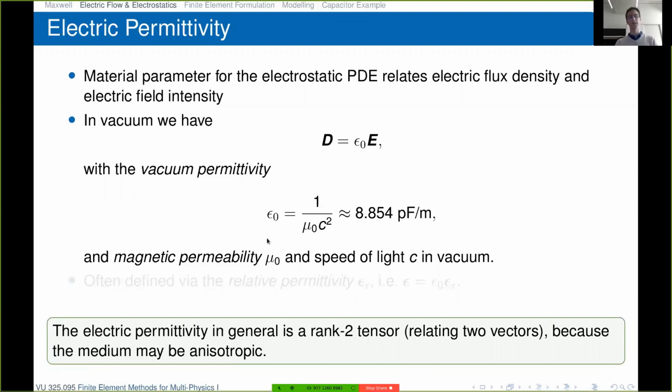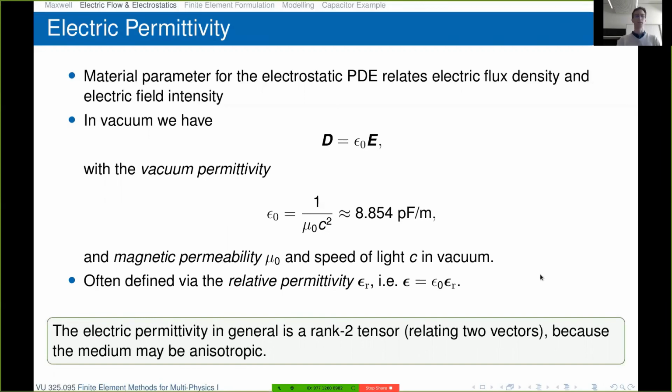And often the permittivity of materials is defined as a relative permittivity with respect to this vacuum permittivity epsilon 0. So usually we have epsilon as our material parameter equals epsilon 0 times the relative permittivity. Again, the electric permittivity is in general a rank 2 tensor because it's relating vector valued quantities.